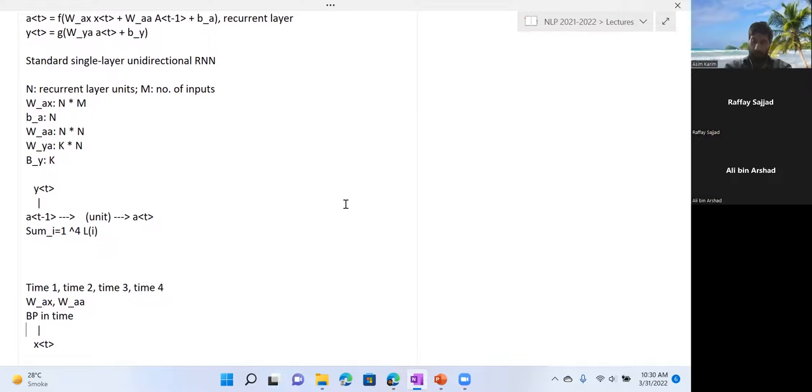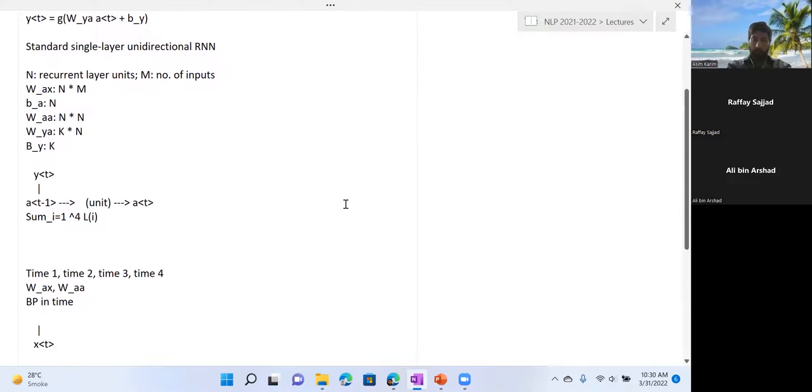Just one other thing, and we will discuss this later on as well. Remember, jo hamare paas output layer hai, the Y_t is equal to g of W_YA into A_t plus B_Y. If you look at this equation, this is actually the equation of a standard feed-forward layer, right? So actually, this is a feed-forward layer.